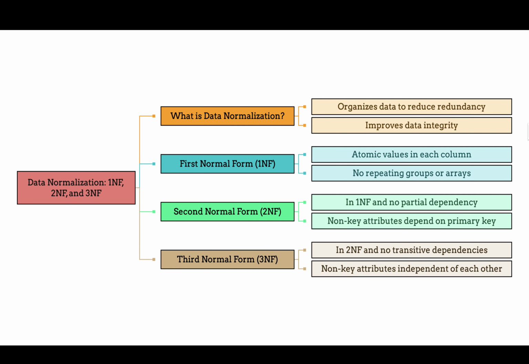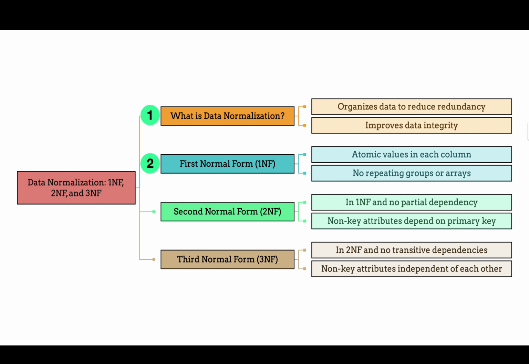Data normalization, 1NF, 2NF, and 3NF. 1. What is data normalization? Data normalization is a process in database design that organizes data to reduce redundancy and improve data integrity. It involves dividing larger tables into smaller, more manageable ones and defining relationships between them.